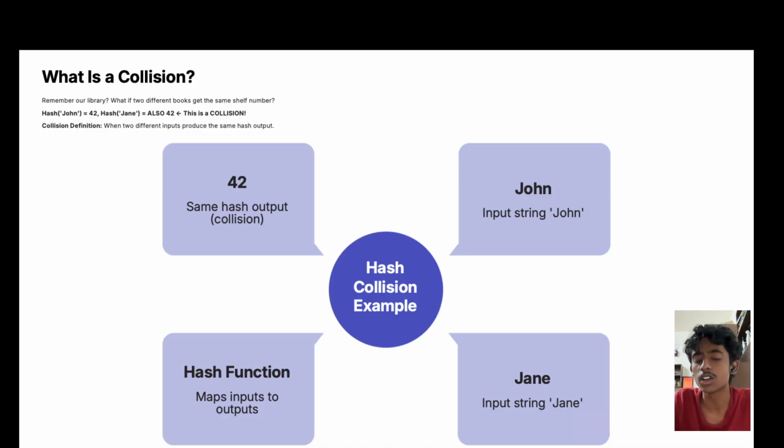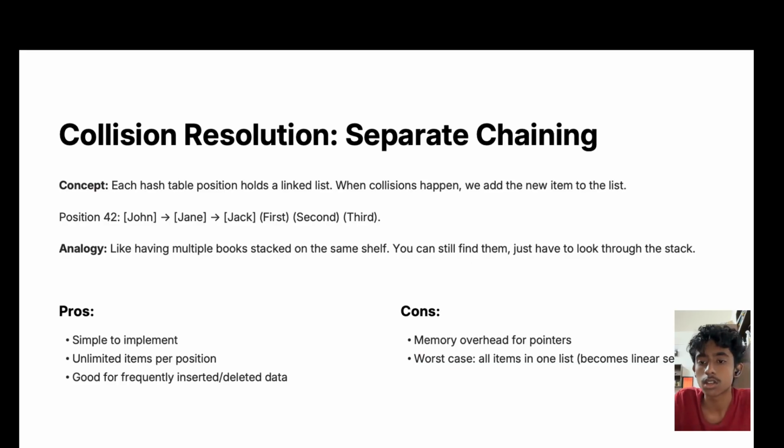So, what is a collision? Now, returning to our library analogy, what if two different books get the exact same shelf number? If the hash of John is 42 and the hash of Jane is also 42, we have what is known as a collision. By definition, a collision is when two different inputs produce the same hash output. Think of it like parking spots. You might have 10 parking spots representing a hash table, but 100 cars representing possible inputs. Multiple cars must share spots.